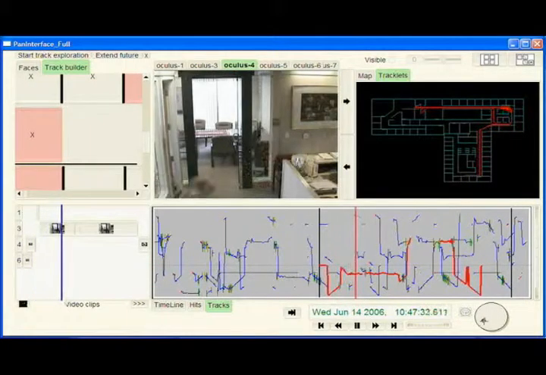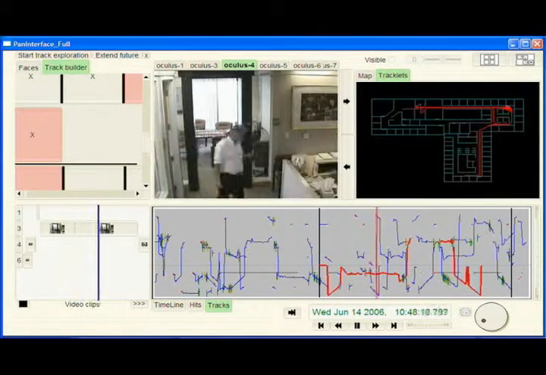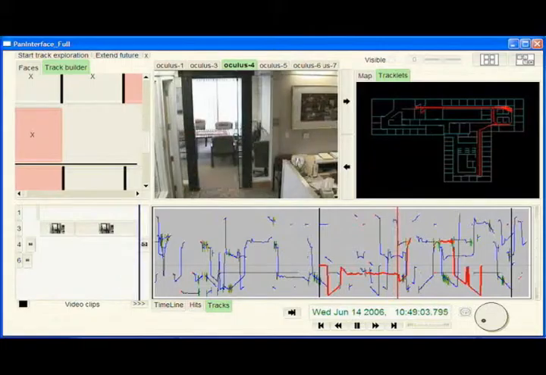Here we play back the story of someone's coffee break. The comprehensive motion data from the sensor network is displayed on the map on the right. It gives meaning to the limited video data by placing it in the context of larger activity.